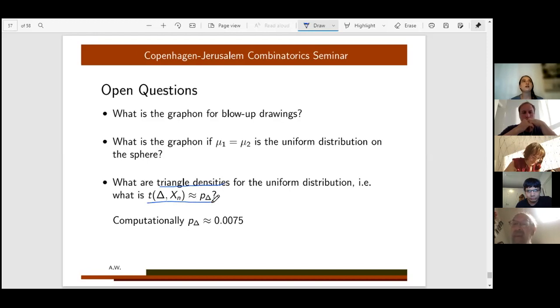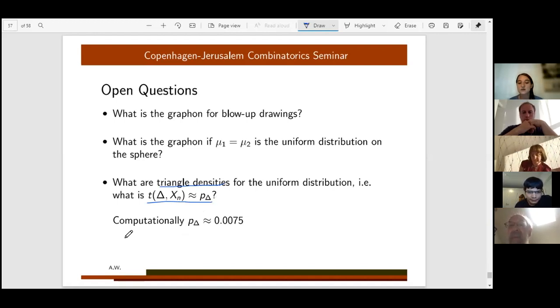So we've seen at the beginning that having densities of just edge crossings is really easy to calculate for the uniform distribution. It was this 1/64 n to the 4 number. But for the triangles, this seems much, much harder. So I think this would be really nice to find out.